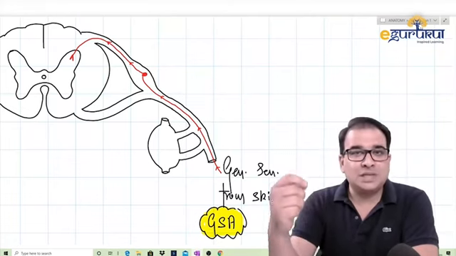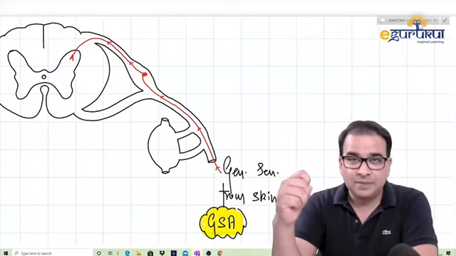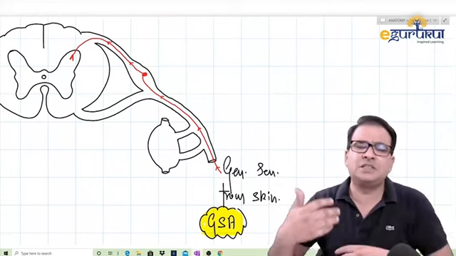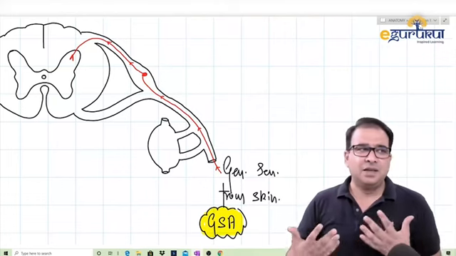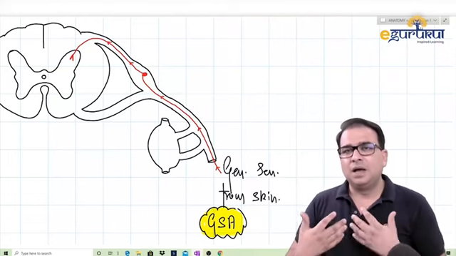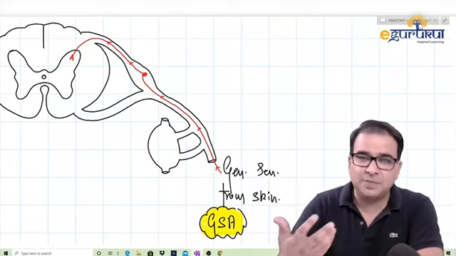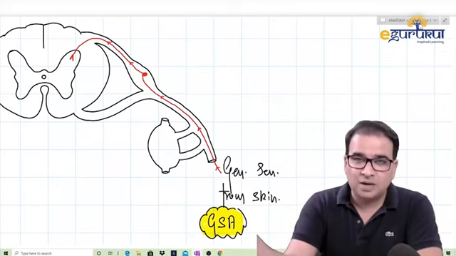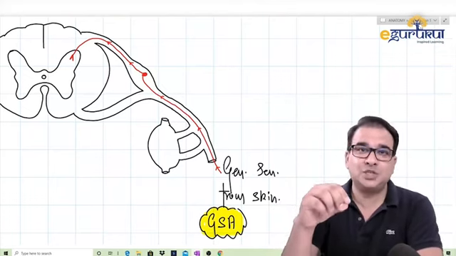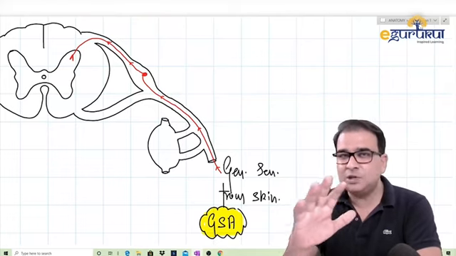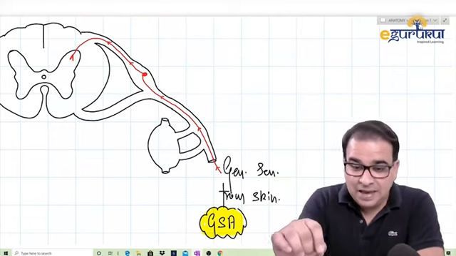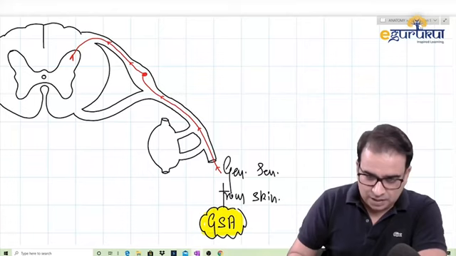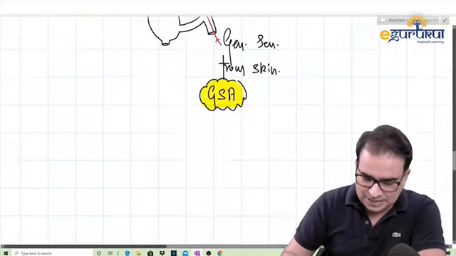But what about those sensations which are coming from the viscera? Like general visceral afferent, general sensation from, let's say, the stomach, like the feeling of distension of the stomach, or the pain fibers coming from the heart. Because they are coming from the visceral organ, they have to go through the sympathetic chain. So GSA has nothing to do with the sympathetic chain, but GVA will have a say. Let us understand what GVA will do.